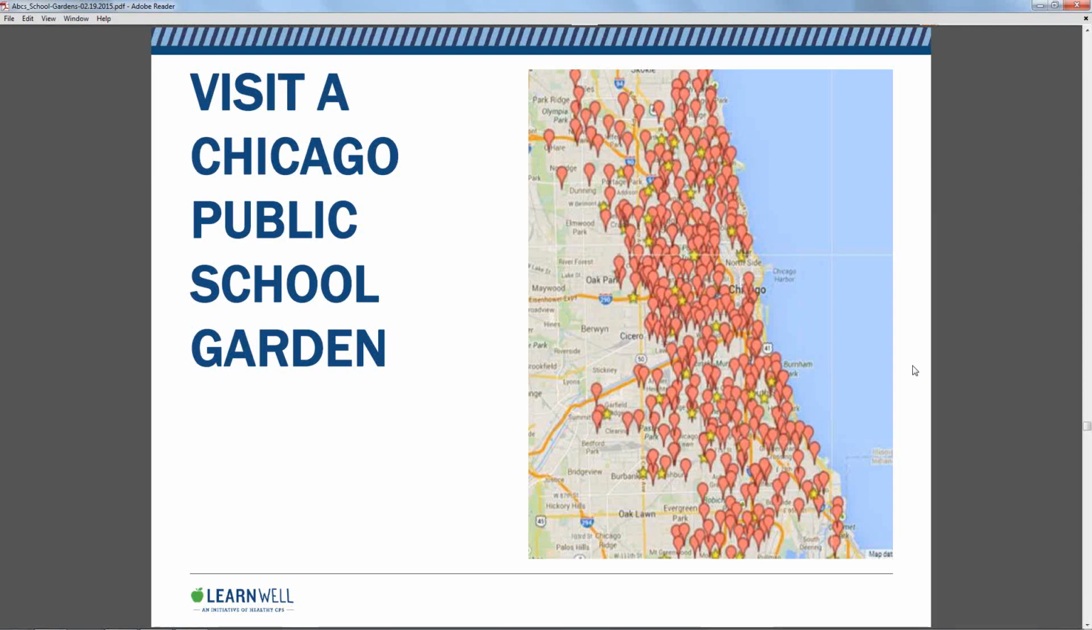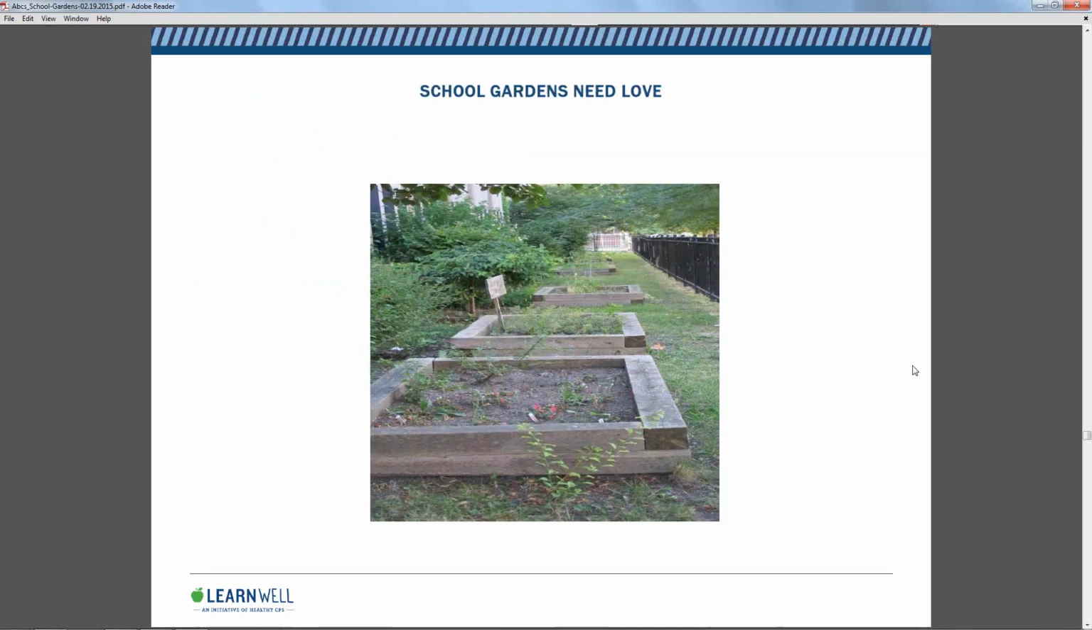Overall, we have over 400 gardens throughout the district. This map gives you a sense of what that looks like, and those red balloons are our elementary school gardens. We have about 350 of those, and those gold stars are high school gardens, of which we have around 50. Next slide. But as has been demonstrated and expressed today, school gardens need love and support.